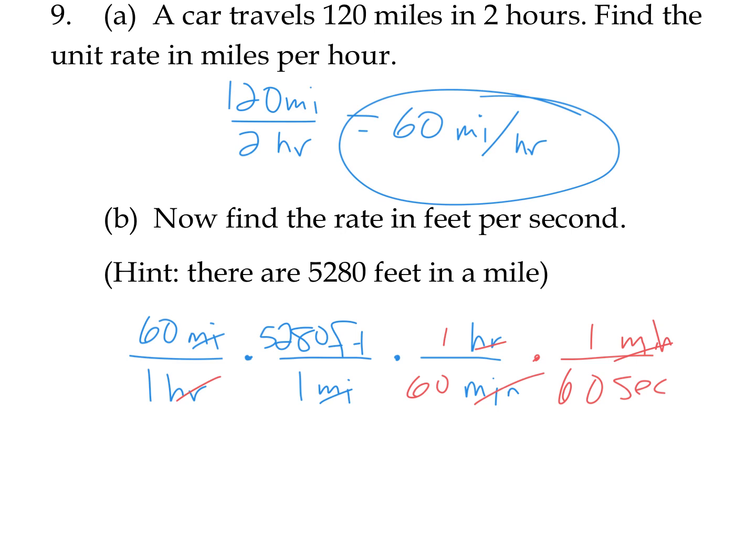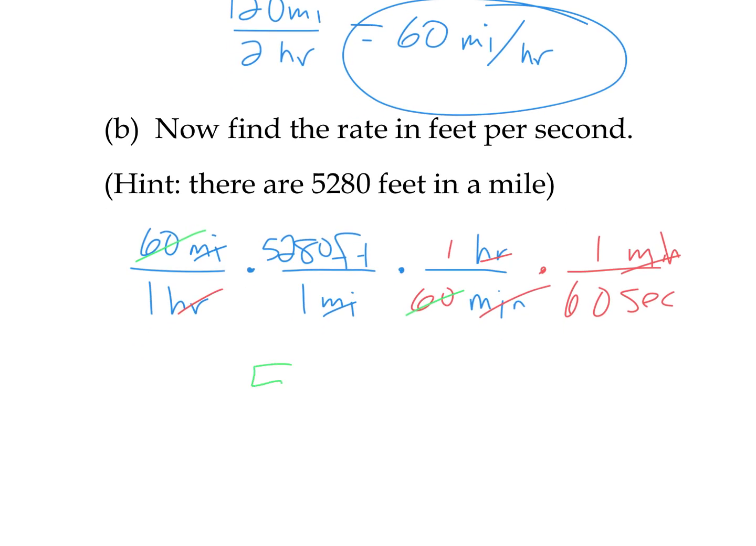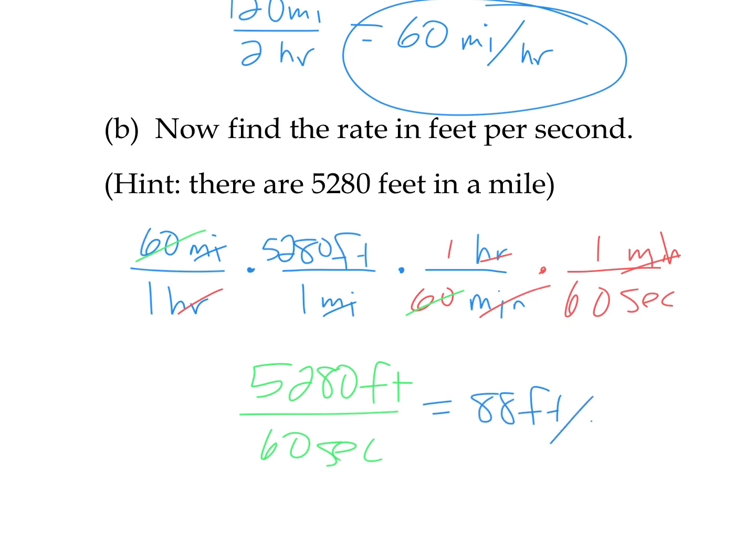So now I need to do the calculations. And when I do this, to make things a little easier, I can do 60 and 60 canceling each other out. So I'm going to have 5,280 feet per 60 seconds. When I multiply fractions, I multiply across the numerators, I multiply across the denominators, and now if I want to get a unit rate, I'm going to want to calculate what that would be per 1 second. So I'm going to do 5,280 and divide it by 60. That will come out to 88. Okay, so this will come out to 88 feet per second.